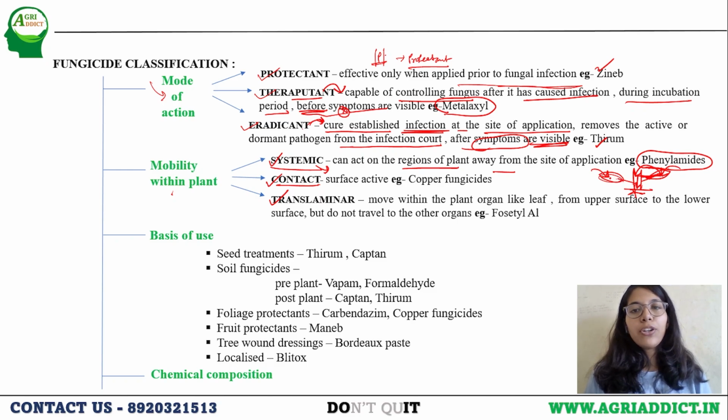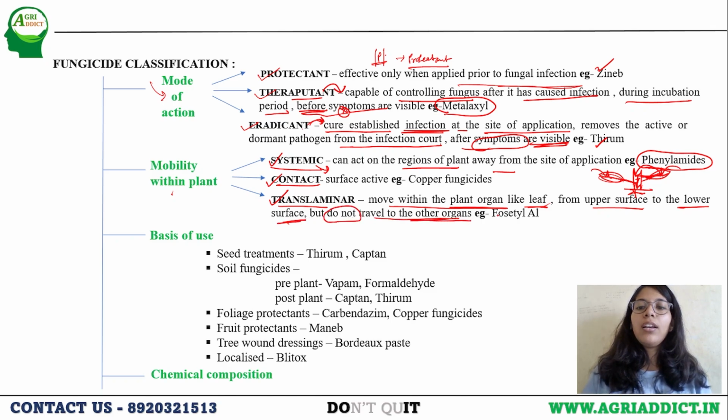Okay, only at the site of application. It will not travel from the leaf to the other parts of the plant. And translaminar: translaminar chemicals only move within the plant organ. Like it is applied on the leaf, on the upper surface of the leaf, and from the upper surface it will travel to the lower surface of the leaf. But they do not travel to any other plant organ.